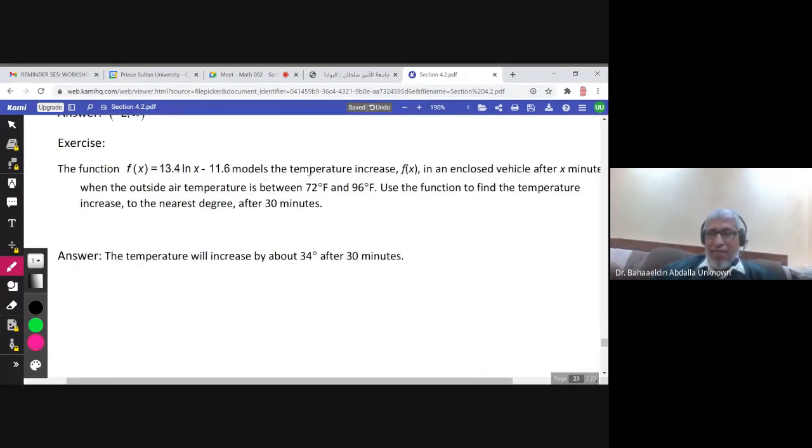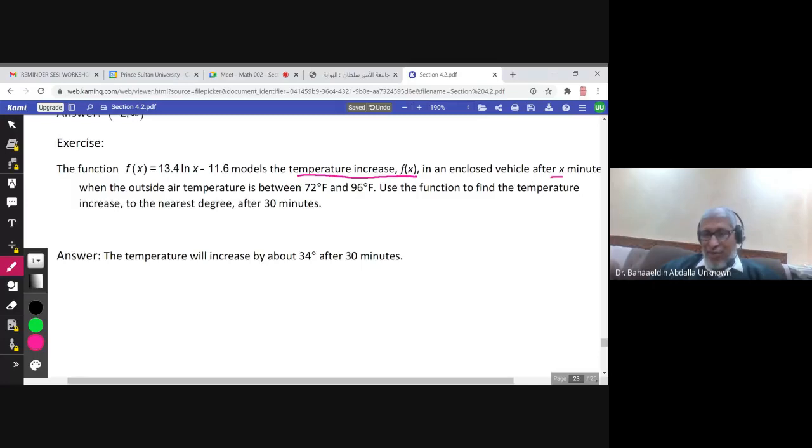This function models the temperature increase. So f of x is the increase in the temperature in an enclosed vehicle after x minutes, when the outside air temperature is between 72 Fahrenheit and 96 Fahrenheit. So x is the number of minutes, and f of x is the temperature increase in an enclosed vehicle. Use the function to find the temperature increase. So he's asking about f of x, to the nearest degree. So you need to approximate your answer to the nearest degree after 30 minutes.